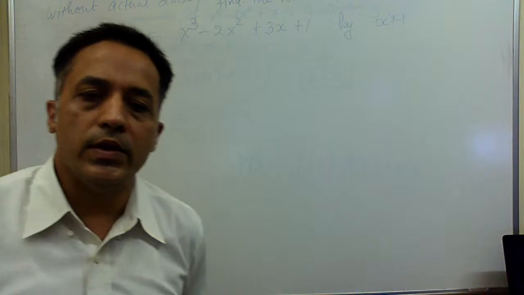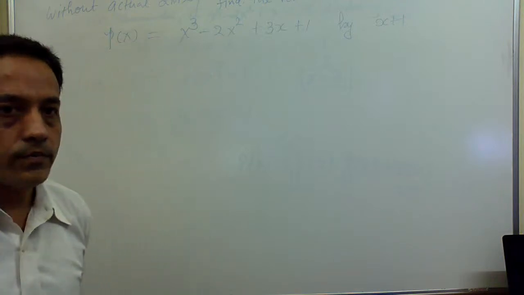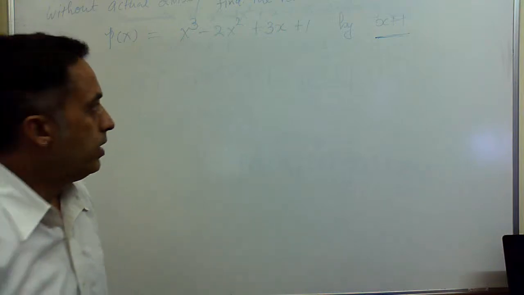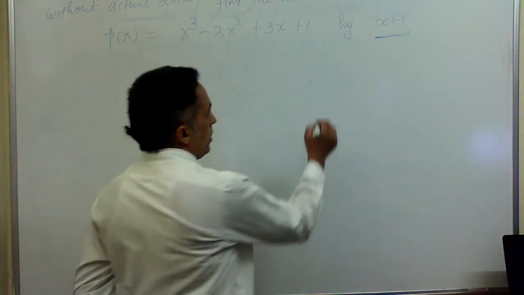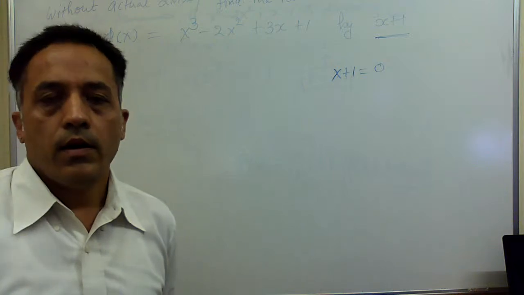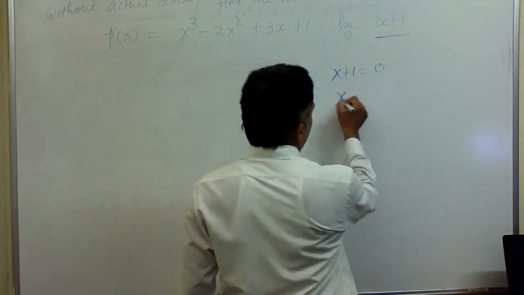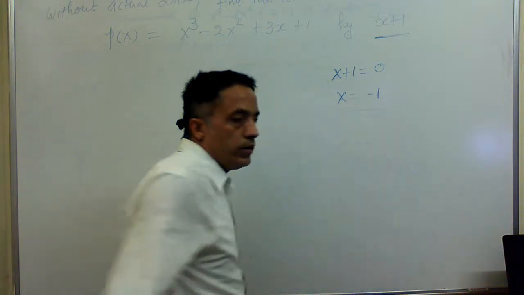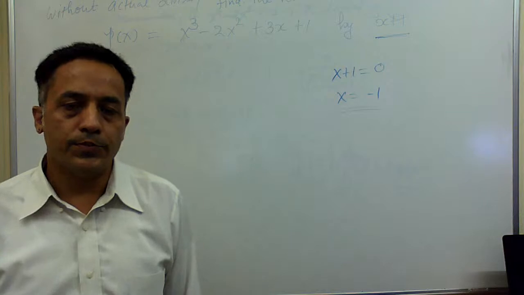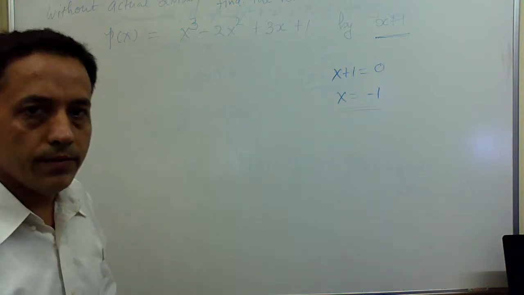without actual division, it means we are going to use the remainder theorem. So, very first, x plus 1, this is our divisor, and when x plus 1 is equal to 0, it means x is equal to minus 1. So here we can say that when x is equal to minus 1, at that time x plus 1 becomes 0. Now we will substitute this value in the given polynomial.